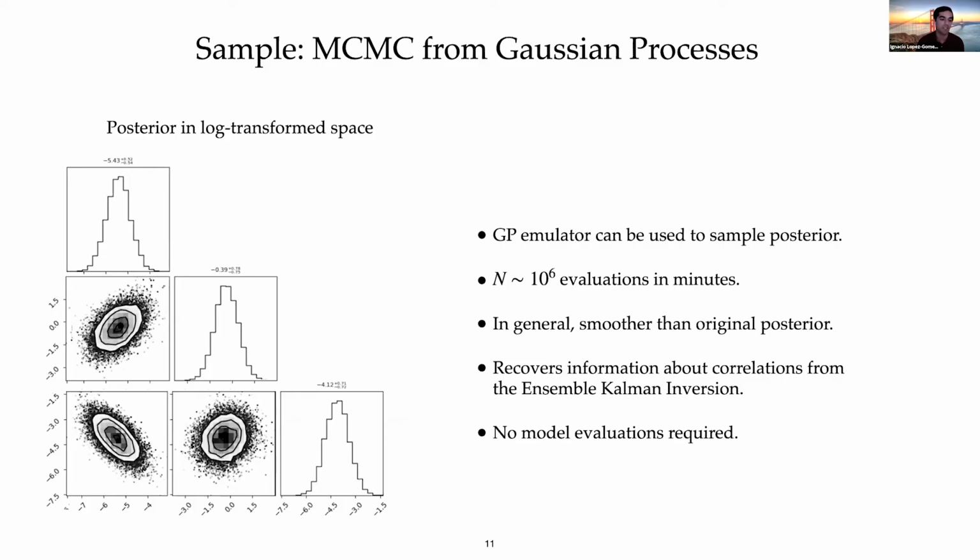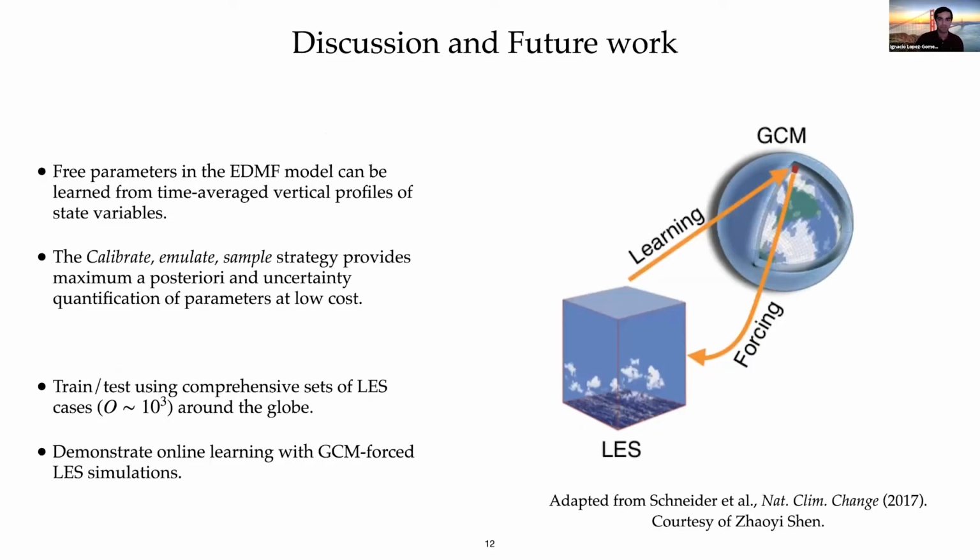And another interesting property here is that in general, we can design the kernel function of a Gaussian process so that the posterior is somewhat smoother than the original posterior from the forward model, so that we can actually sample from this posterior even more efficiently. And just to emphasize again, no model evaluations are needed in this stage, nor in the emulate stage, only in the calibration. But through these later stages, we can actually recover the information about correlations and uncertainty that was lost in the ensemble Kalman inversion, which is only an optimization method.